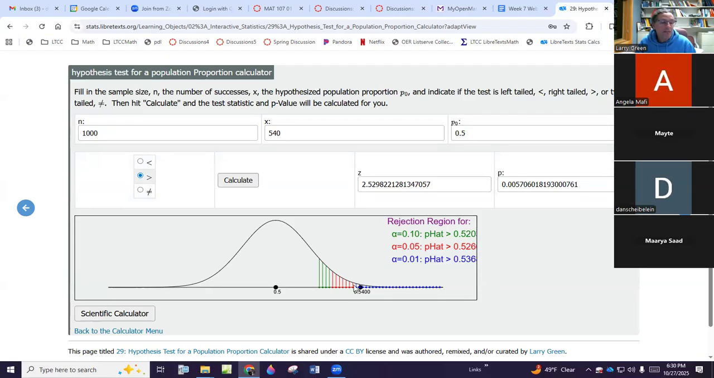So the rejection region is everything to the right of this blue part. All this blue stuff is called the rejection region. Anything bigger than this value right here, this value right here has a z-score, has a proportion of about 53.6%.